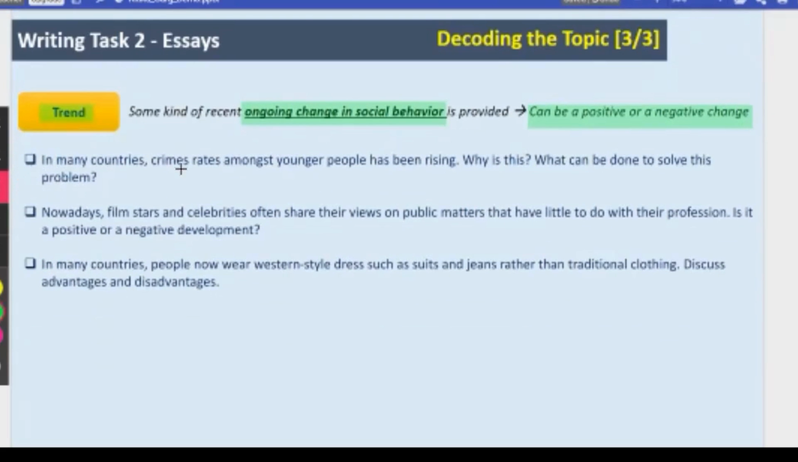In many countries, crime rates amongst young people have been rising. So if you see, it should have been have basically. Okay. So crime rates.